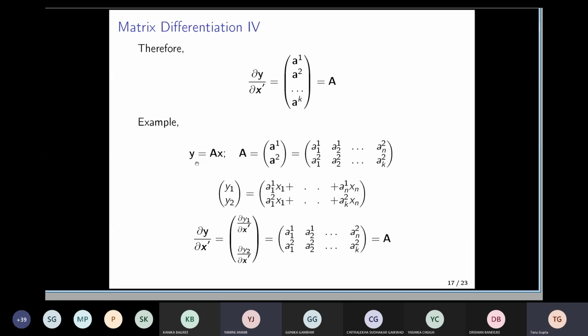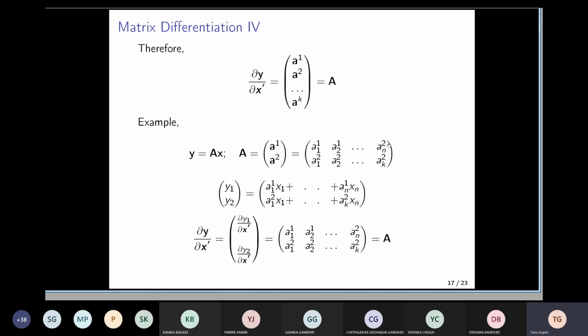So I'll repeat this again. Let's take this example that y is equal to Ax, where y is a 2 cross 1 vector and x is an n cross 1 vector. Then what will be the dimension of A? A will be a 2 cross n matrix. Ma'am, when you expanded A, in the last row and last column it would be A2n, right? Yes, it has to be A2n, and the first element has to be A1n.